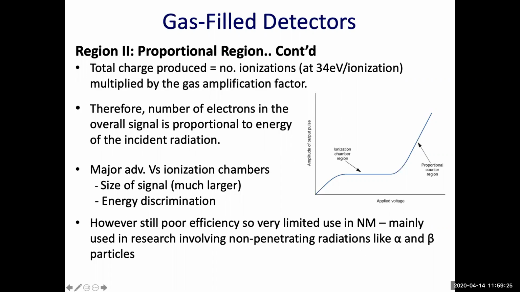However, this kind of detector has poor efficiency, so it is very limited in nuclear medicine. It is mainly used in research involving non-penetrating radiation like alpha and beta emitters. So we don't use this one clinically. A proportional counter, you might find in a university, in research to detect charged particles. But the advantage of this kind of counter is that it discriminates between energies.